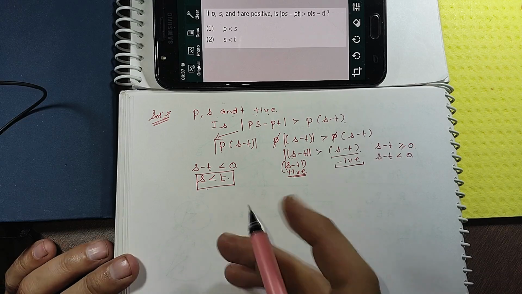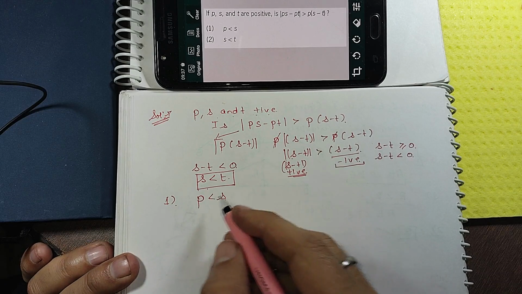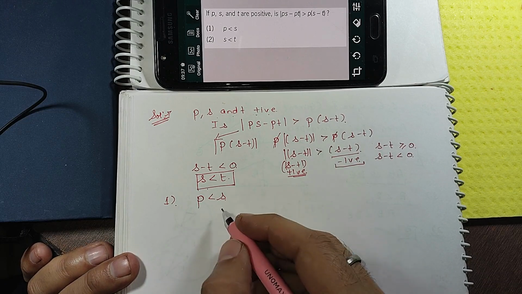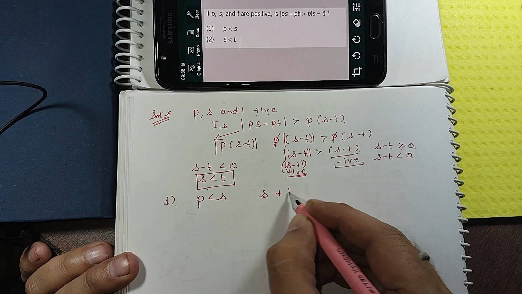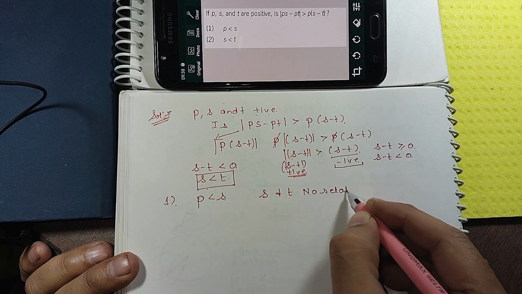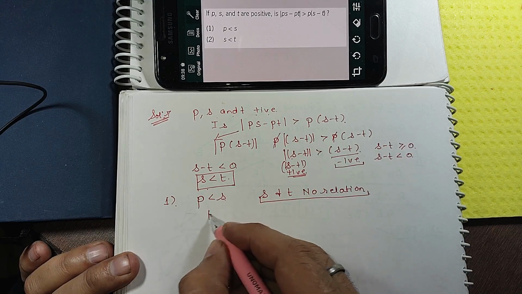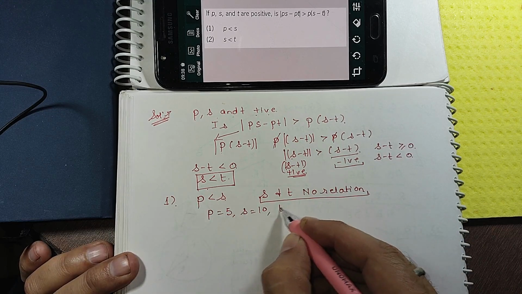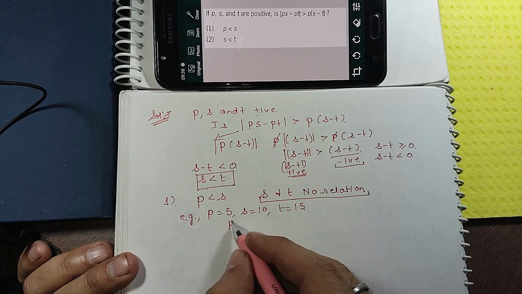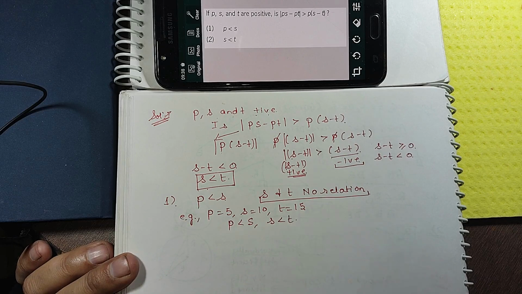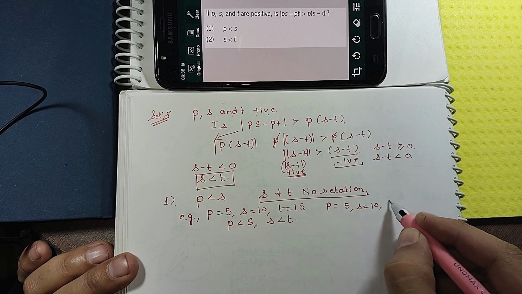Now moving to statement 1. Statement 1 tells us that P is less than S. Now if P is less than S, then we can take some values for this. There is no relation between S and T. No relation has been given in statement 1 regarding S and T. Now let us suppose P is equal to 5, S is equal to 10 and T equal to 15. So this is an example. Now P is less than S and S is less than T.